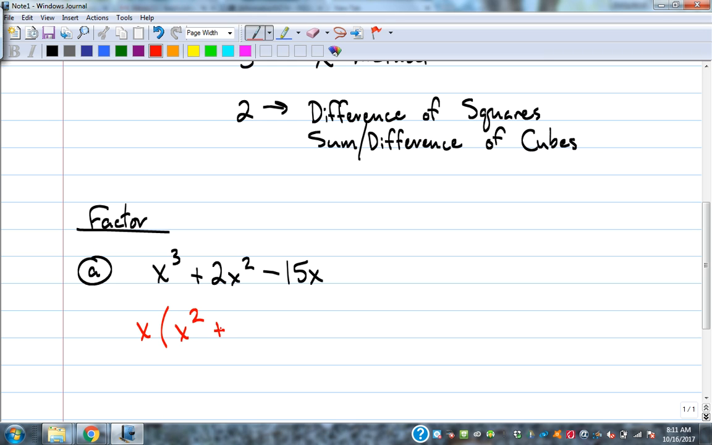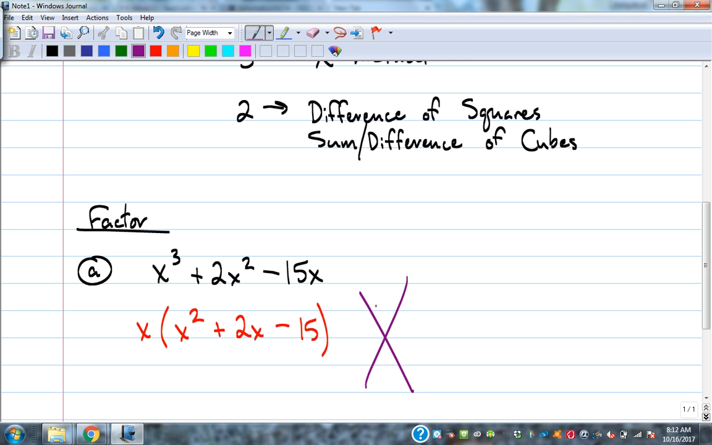X squared plus 2x minus 15. So we get this quadratic left in the parentheses. And we want to try to factor it using the rest of the rules. So there's how many terms in this? 3. So that tells us to use which method? The x method. What goes in the top of the x?